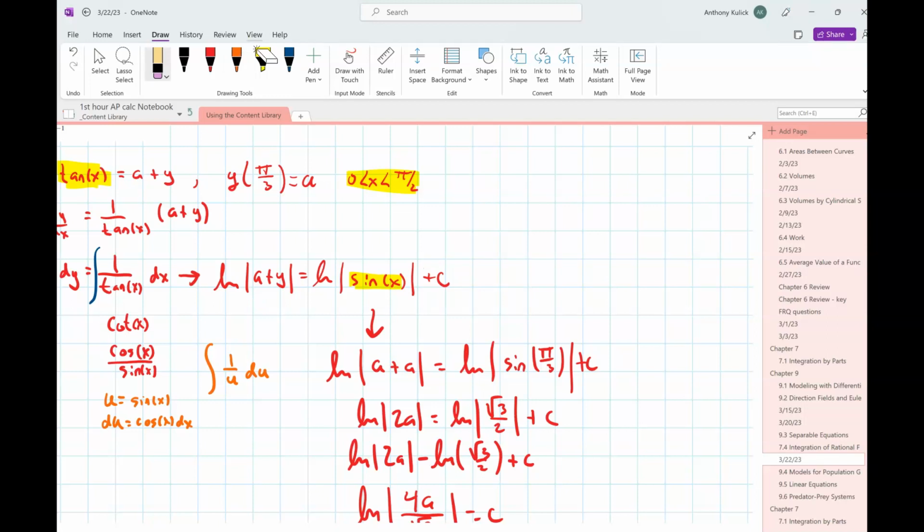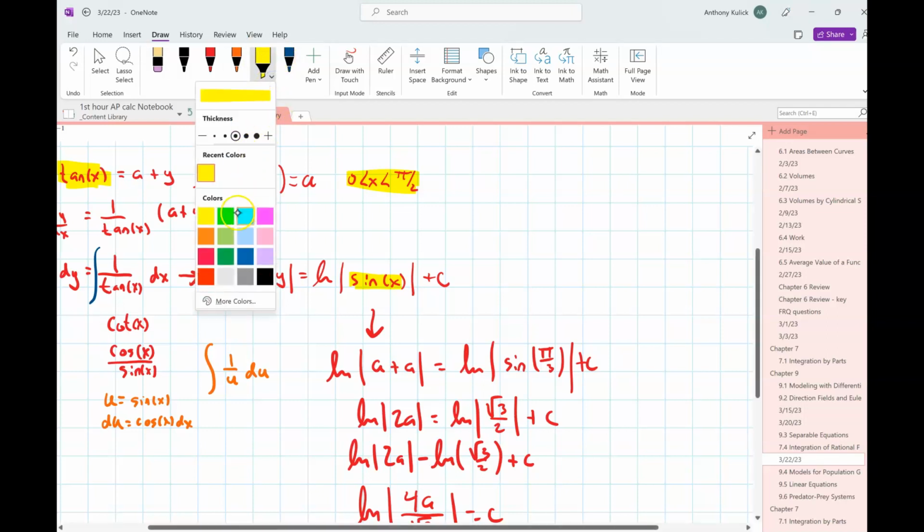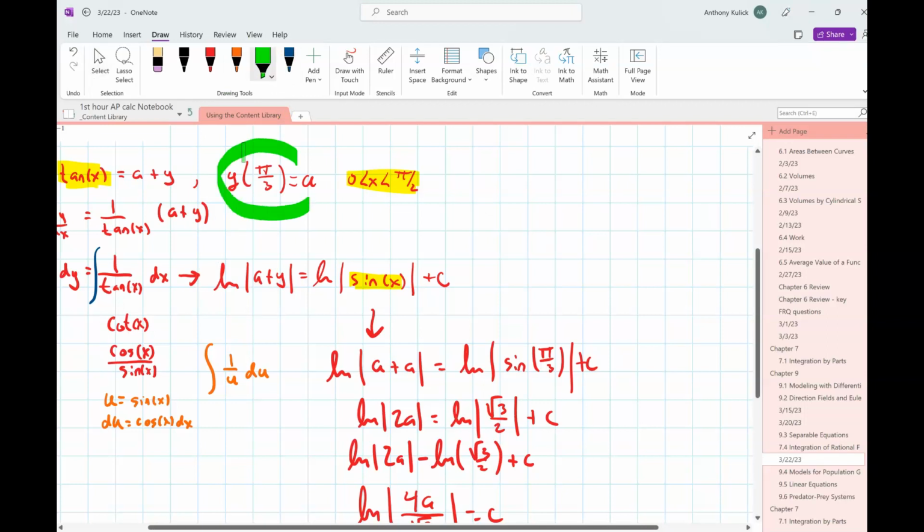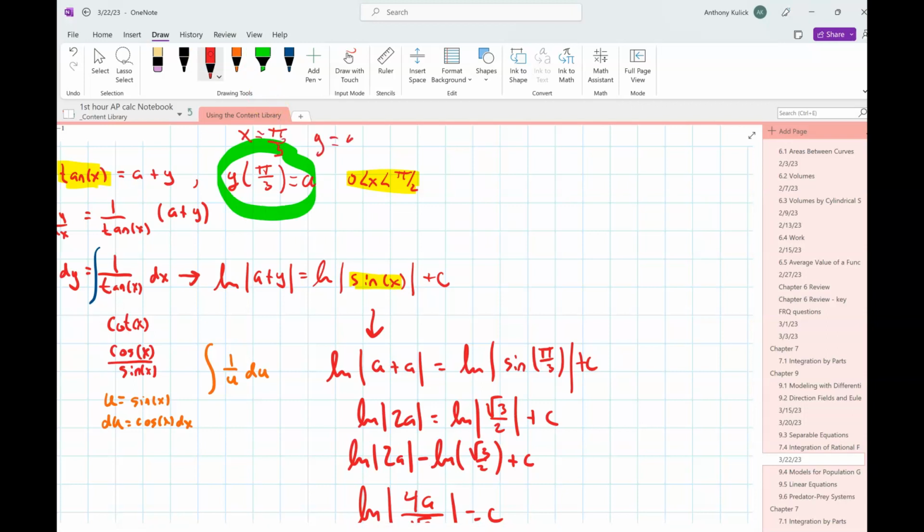Mackenzie? Why is it a? Because when I used the initial condition, I know that x is pi over 3 and y is a. So I just put the y or a in for y. Oh, okay. Does that feel okay? Yeah.